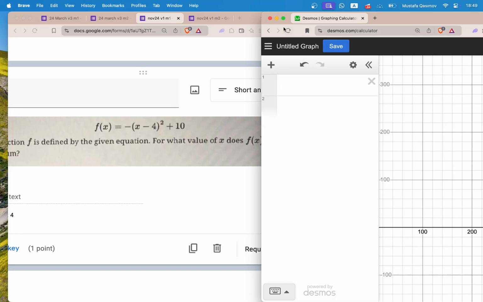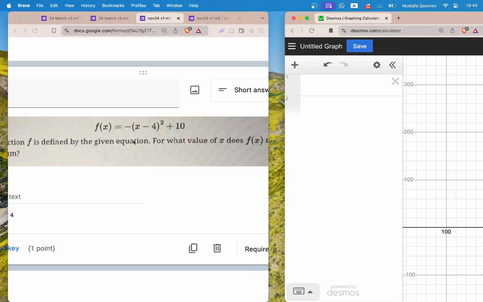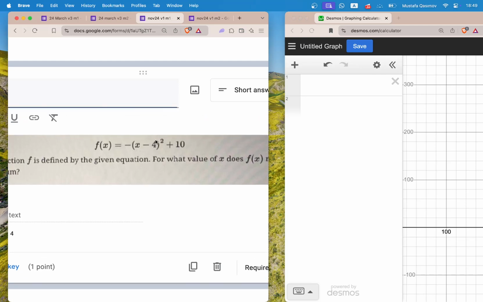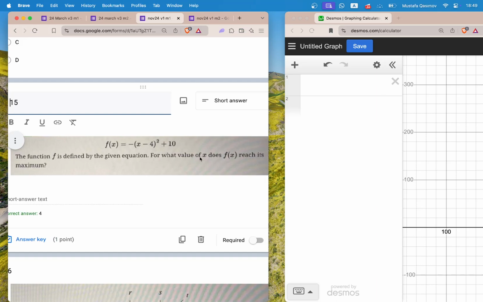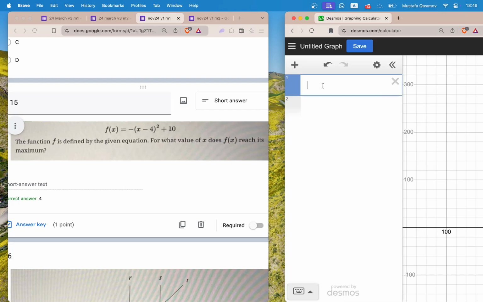Okay? Do you have any question from here? Here it asks for what value of x does f of x reach its maximum. When you have this type of question, it means that it asks x vertex.